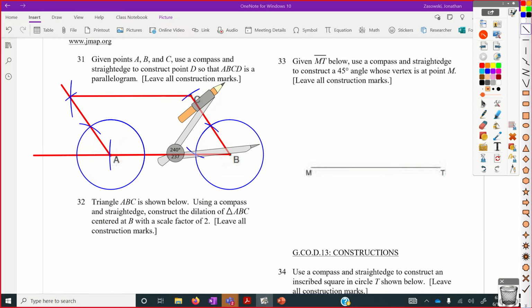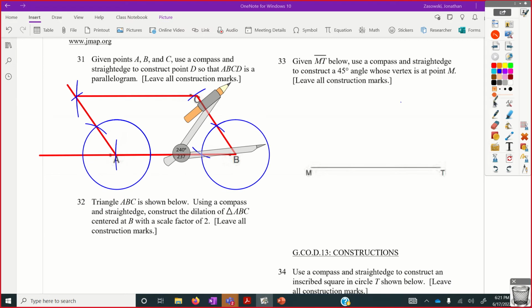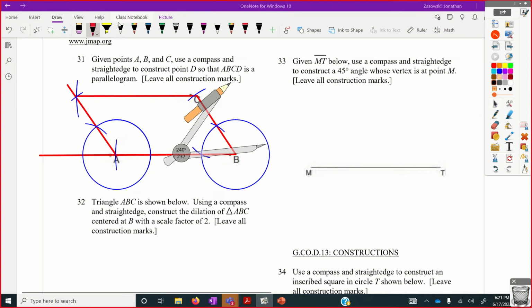Thirty-three is a perpendicular bisector, so it's a question we're doing. This question, 45 degree angle is going to be made by creating a perpendicular bisector. Okay, and then we're going to cut it in half.